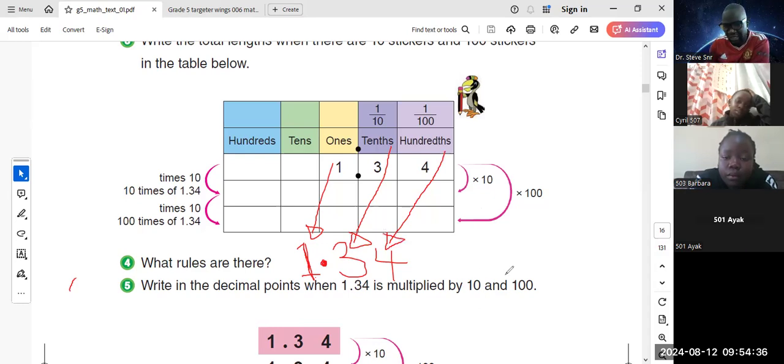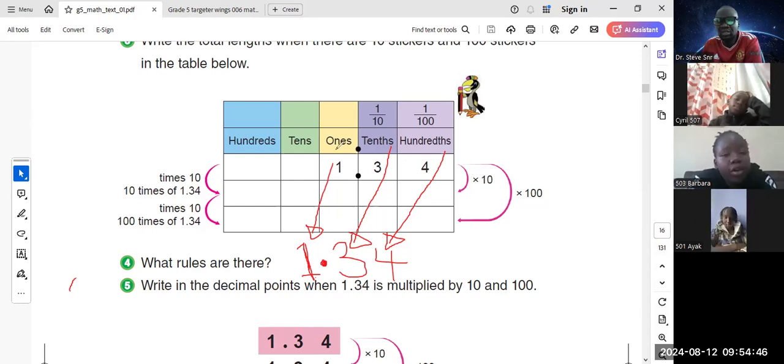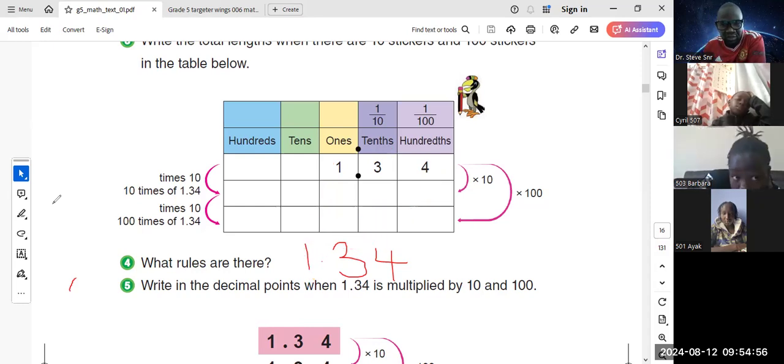So that is the trick I wanted you guys to master. After the hundredths, the next digit will be thousandths, then ten thousandths, then hundred thousandths, in that order, up to the last digit in a given figure. Now, let's also look at another example, just very fast.